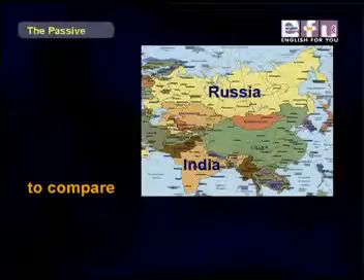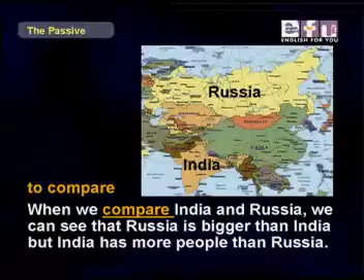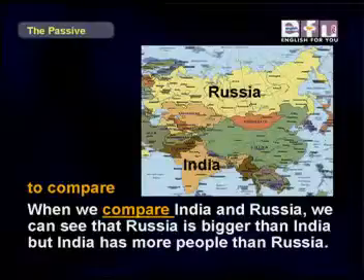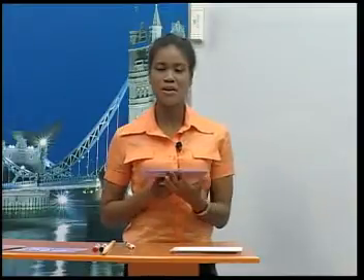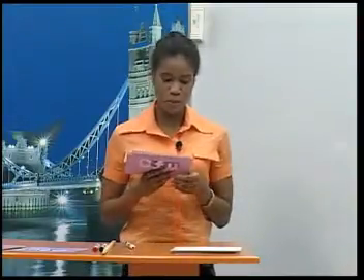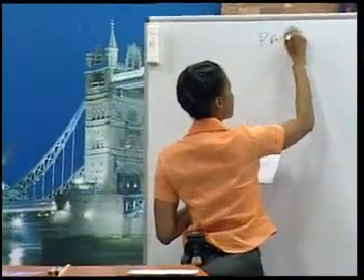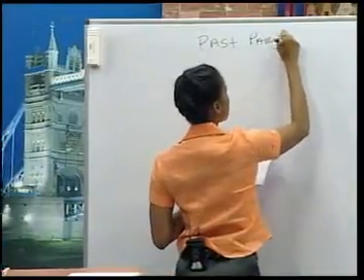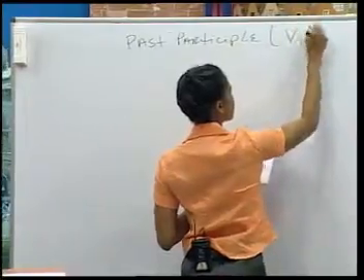Our next verb is to compare. When we compare India and Russia, we can see that Russia is bigger than India, but India has more people than Russia. Okay, now let's talk about the third part of the verb, the past participle. Some grammar books call it verb 3. We will learn how to form it and when to use it. So it's the past participle we want to look at now, also known as verb 3.